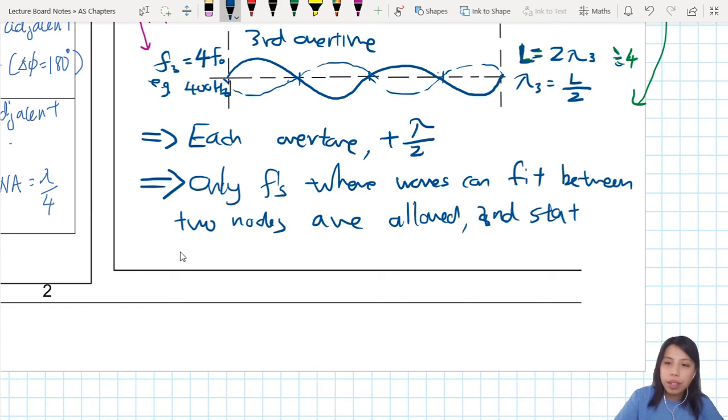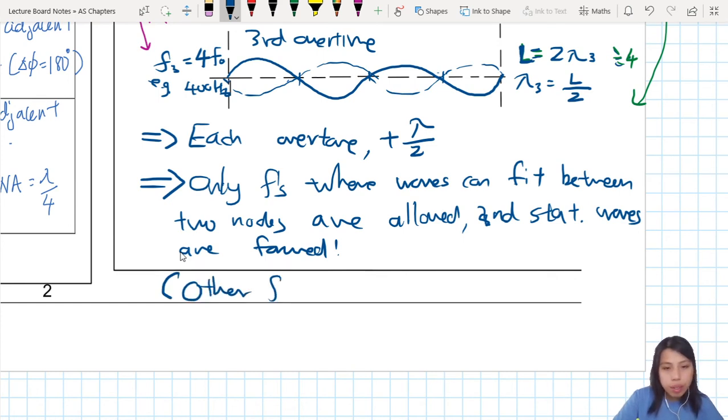So, and stationary waves are formed. What happened to other frequencies where you cannot fit your wavelength inside the string? Well, you can just make a note here, kind of a fact: other frequencies will not observe stationary waves. Later we'll see some more gifs about stationary waves and what happens when they are not in those overtone frequencies.